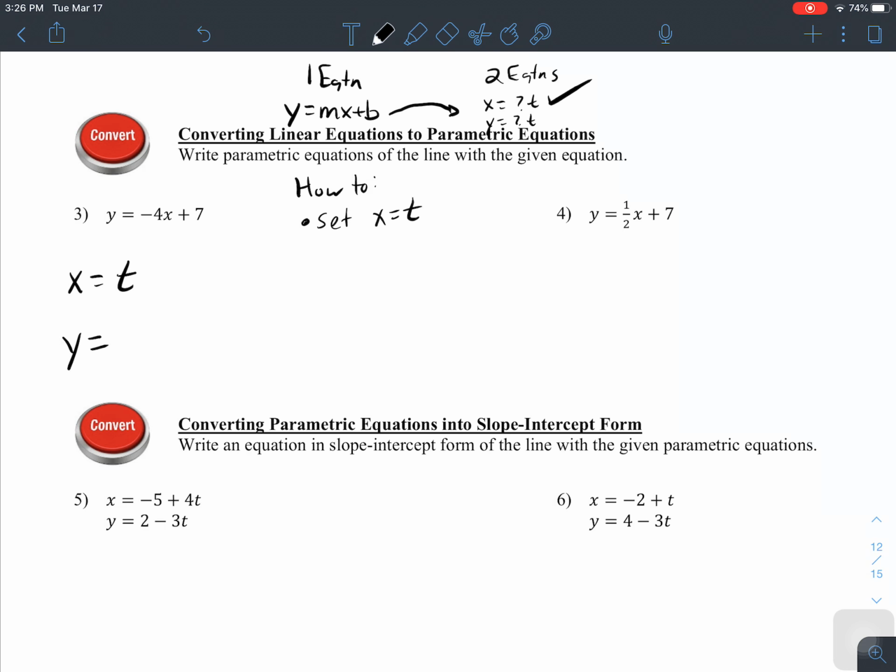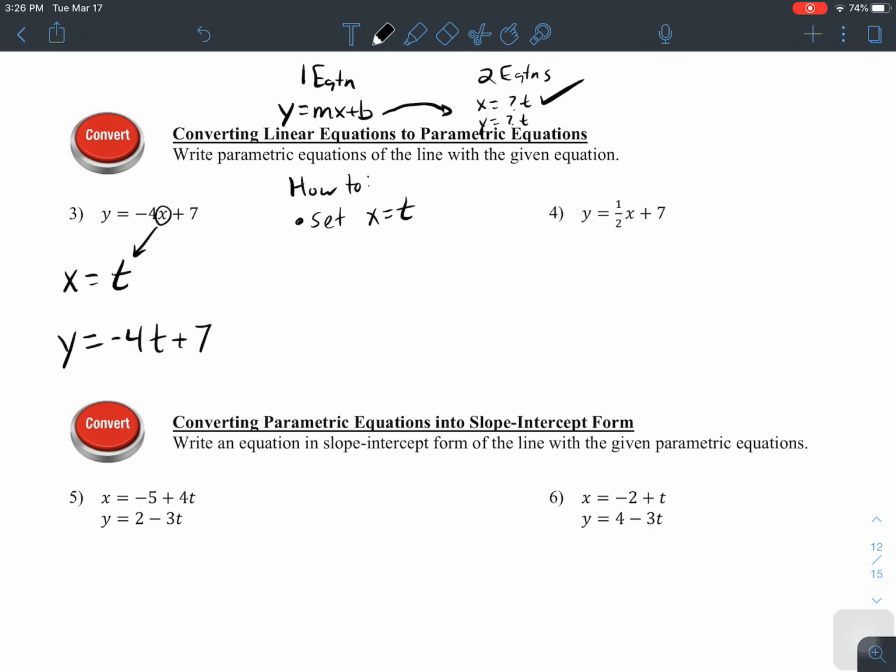y equals, well, I already have an equation that says y equals, so let's follow that. y equals -4, good. x, well, I don't like x, but we just said x equals t, so -4t plus 7. That's it. That is how you convert a linear to a parametric. So really, we just set x equal to t, and then we use the given y equation to write the other one, replacing the x with t.